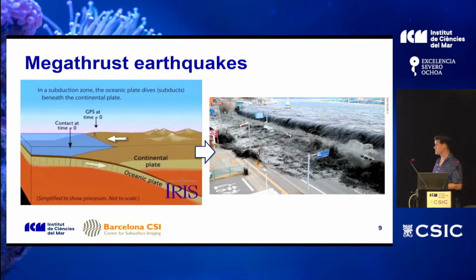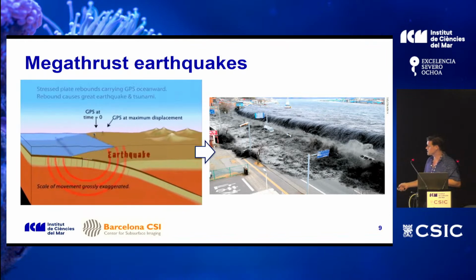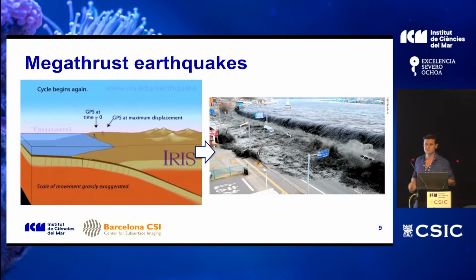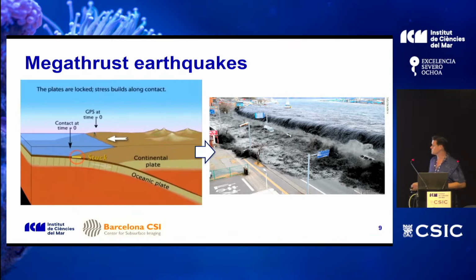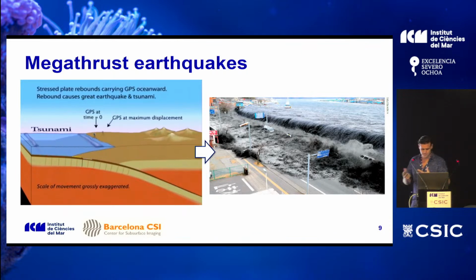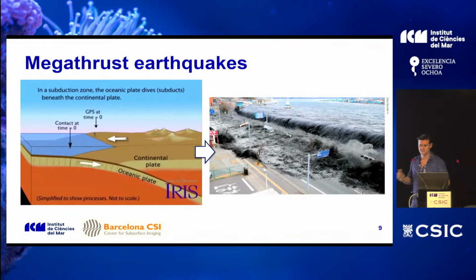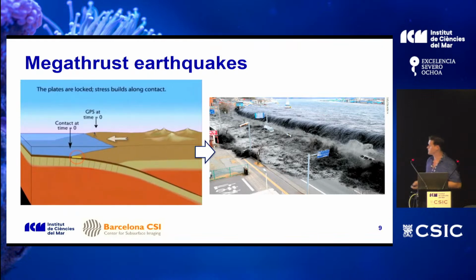We need to understand how these earthquakes propagate and how they release so much energy in this region. What are the reasons for that sudden release of energy, in order to predict the impact that this earthquake could create on the coast and mitigate the disaster?